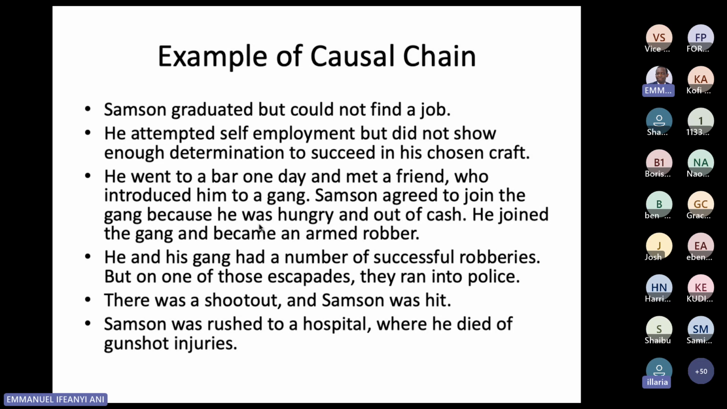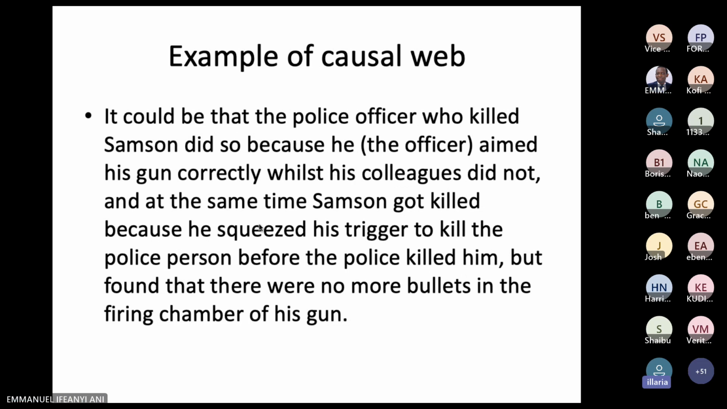We see this chain of events as a causal chain because you can see from this example that one thing led to another. Okay. An example of a causal web.